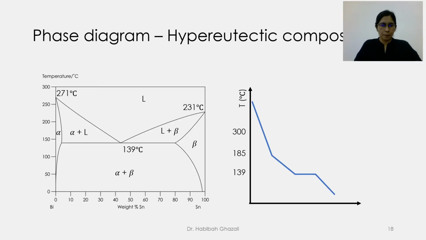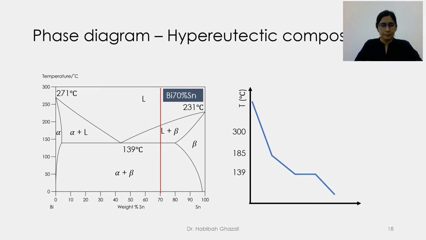So how about a composition that lies on the right side of that eutectic point? So we have this eutectic point here. We want to look at the composition on the right side of that point. So this composition is what we call a hypereutectic composition. So let's take, for example, the alloy that consists of 70% tin and 30% bismuth. And for this alloy, the cooling curve will look like this.